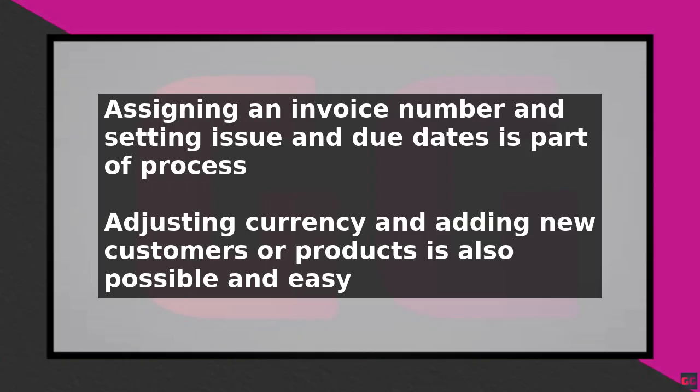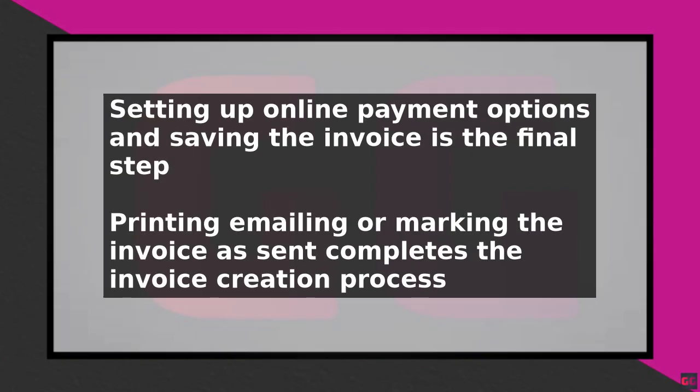To add products to the invoice, simply click the plus icon and select the product, or add a new one if it's not already listed. You can then specify the quantity, description, and rate for each product. The total will be calculated automatically.